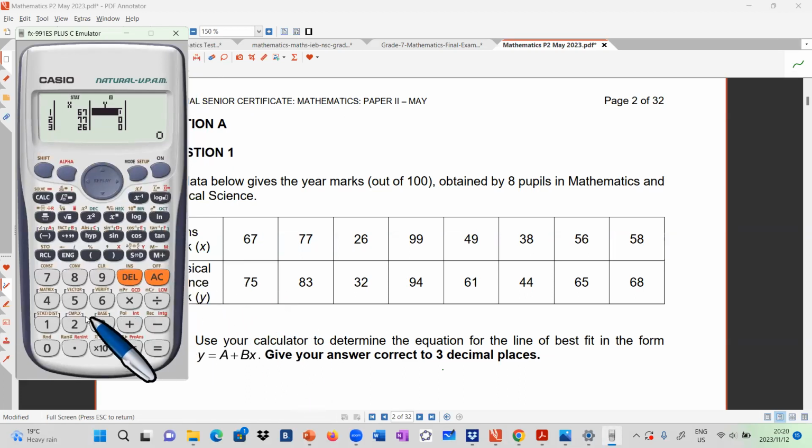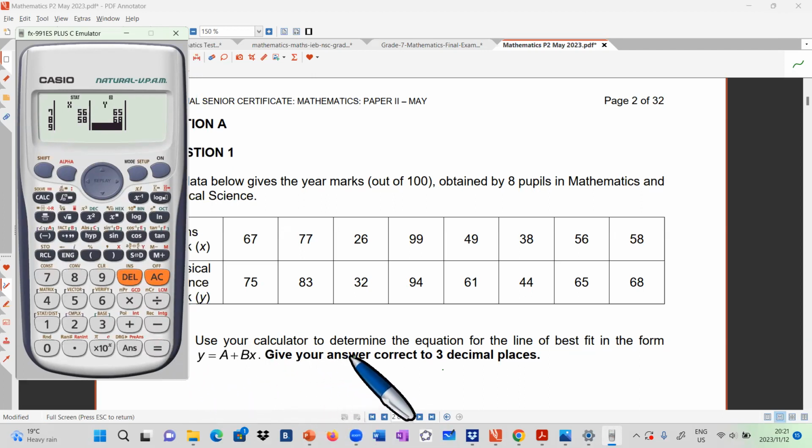So the Y is 75, then 83, then 32, then 94, then 61, then 44, then 65, then 68. Right, okay, so we have done that.